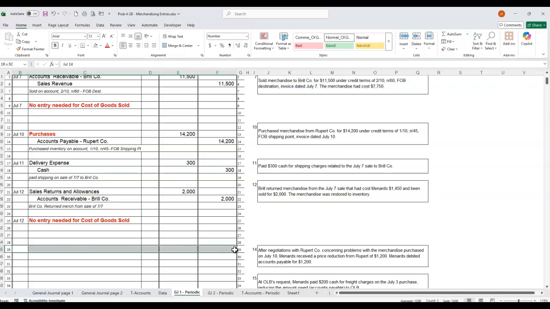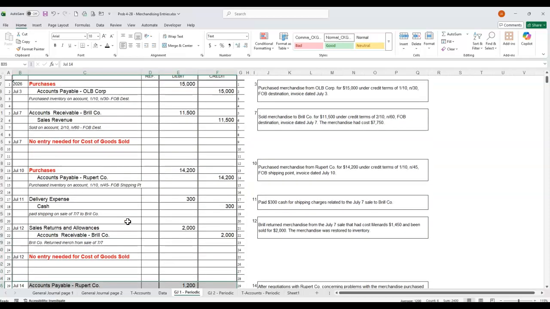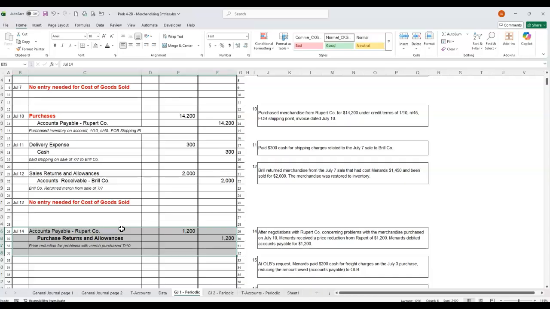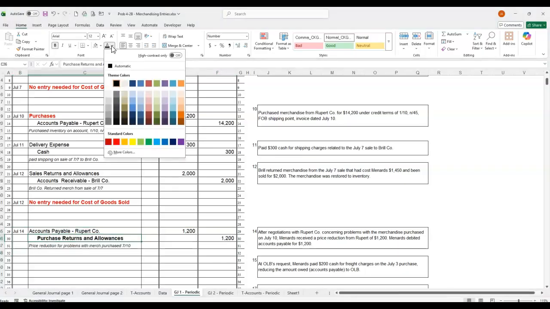Okay, we talk to Rupert and Company, or they talk to us and request a reduction in the price of $1,200, or we requested a reduction in price. I'm sorry, we purchased it from Rupert here. We purchased it from Rupert, so we're going to debit accounts payable and credit purchase returns and allowances.